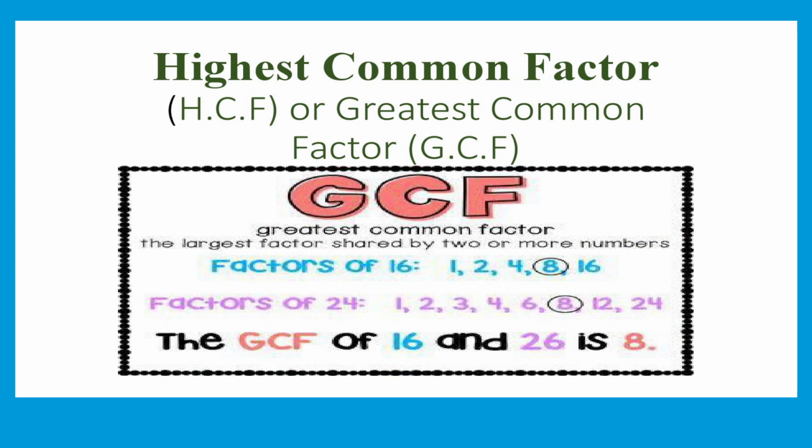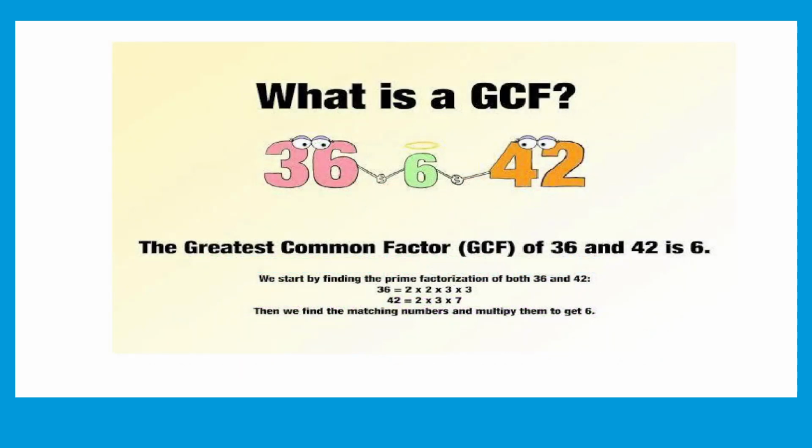So let's see what the highest common factor is. As the name suggests, the highest common factor or greatest common factor: we write the factors of two numbers, like 16 and 24. The largest number which is common to both numbers will be known as the GCF or HCF. The GCF of 16 and 24 is 8. What is the GCF of 36 and 24? It will be 6.